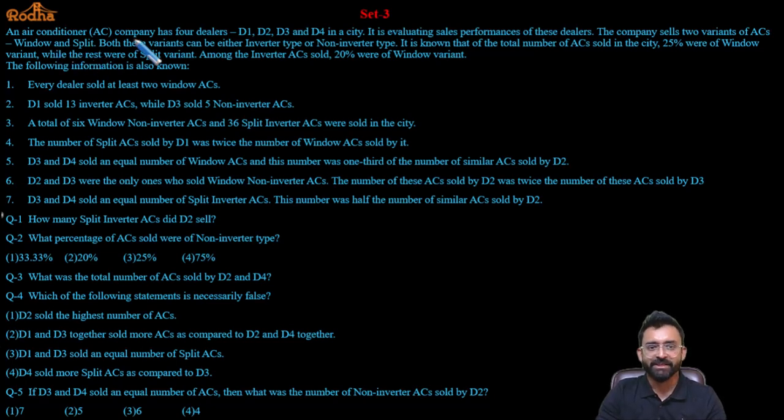An air conditioner (AC) company has 4 dealers, D1, D2, D3, D4 in a city. It is evaluating the sales performance of these dealers. The company sells 2 variants of ACs, window and split. Both these variants can be either inverter type or non-inverter type. It is known that the total number of ACs sold in the city is fixed. So some numbers are there, 2 types of ACs are there. Fine. And window AC, split AC, inverter, non-inverter, and again 4 dealers and so on. If I look at the information, there are 7 statements given in this particular question. So very unlikely I'm going to start with this particular set. Fine. So let's leave it. Let's see the next question.